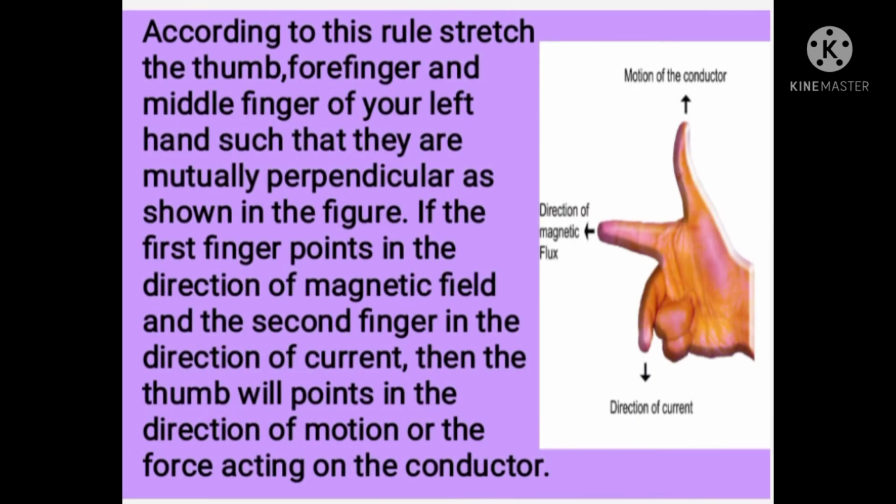According to this rule, stretch the thumb, forefinger and middle finger of your left hand such that they are mutually perpendicular as shown in the figure. If the first finger, that is the forefinger, points in the direction of magnetic field and the second finger, that is the middle finger, in the direction of current, then the thumb will point in the direction of motion or the force acting on the conductor.